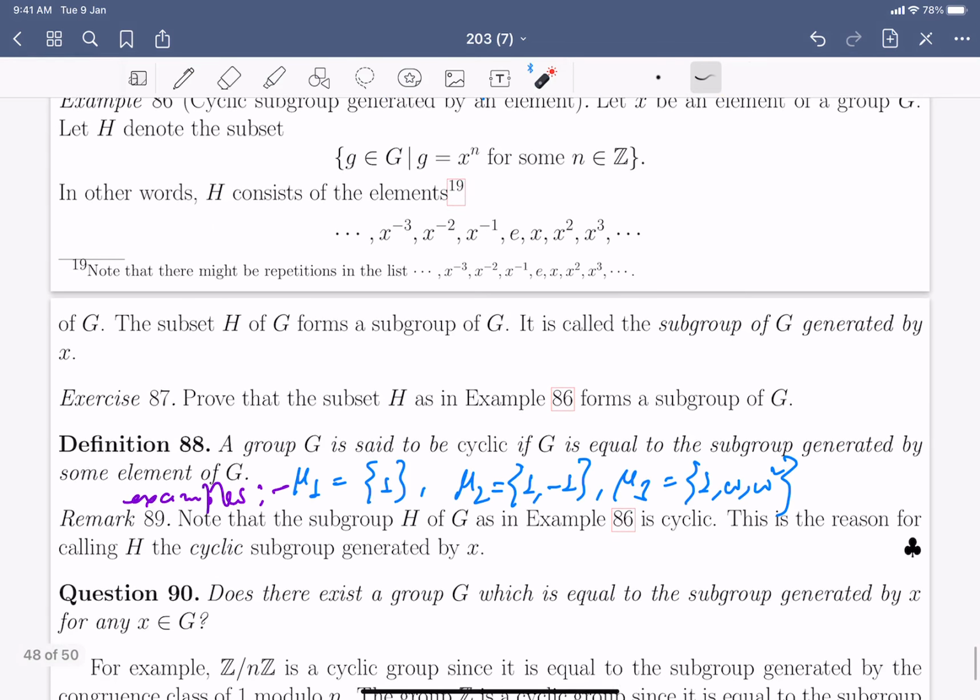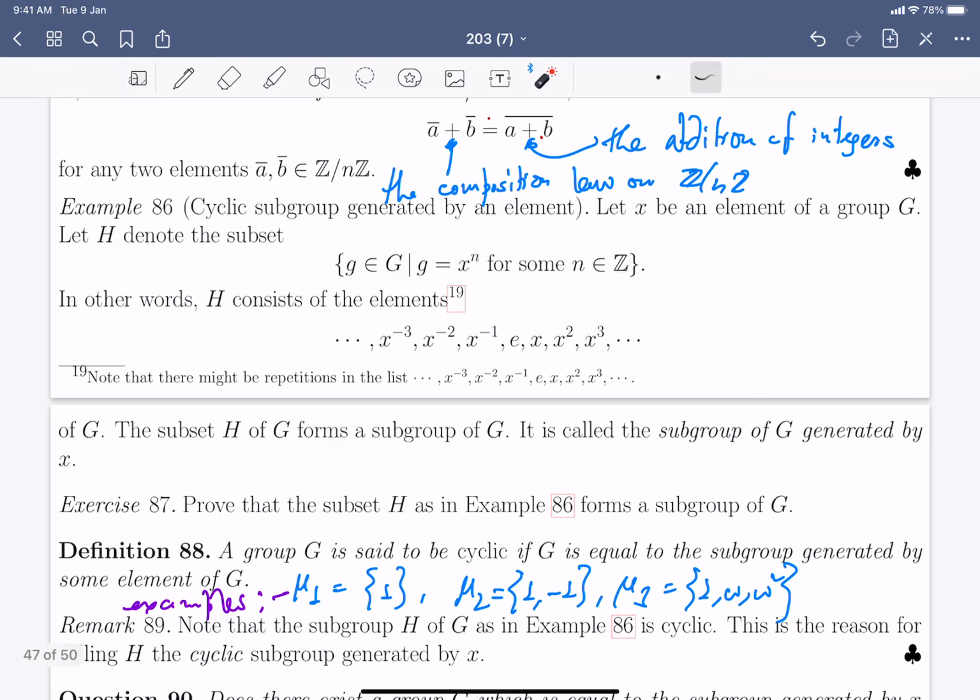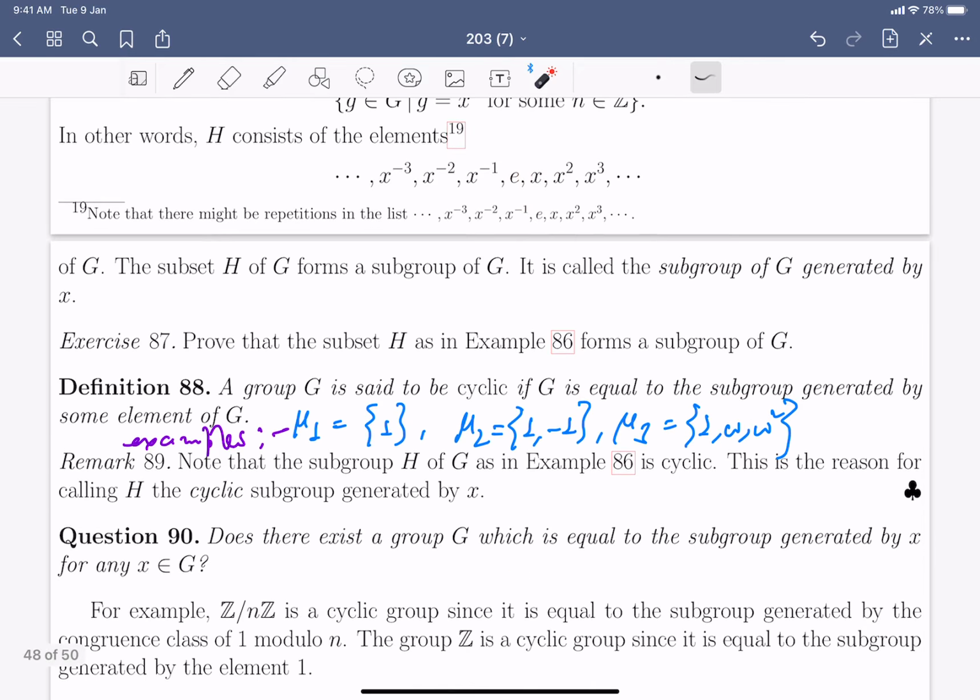Just one more remark. So the subgroup H that you see, if you collect all the powers of a given element, that is cyclic by definition. So I'm saying that this subgroup H of G is cyclic. A subgroup is said to be cyclic if it is cyclic as a group. Here H is cyclic because H is equal to the subgroup of H generated by this element X. X also lies inside H, right? And this is the reason for calling H the cyclic subgroup generated by X.